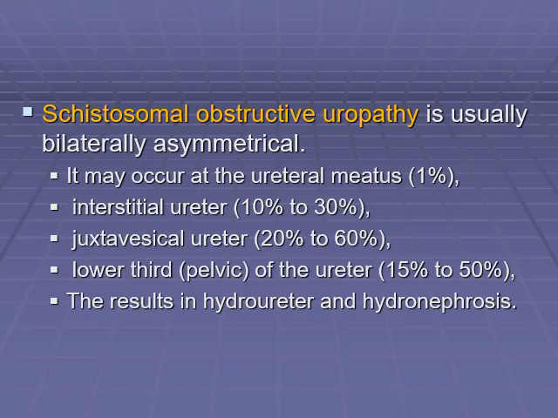So what is the schistosomal obstructive uropathy? Which is usually bilateral and asymmetrical. It may occur in the ureteral meatus. It can occur in the interstitial ureter, juxtavesical ureter, lower third, or pelvic ureter. This results in hydroureter and hydronephrosis.